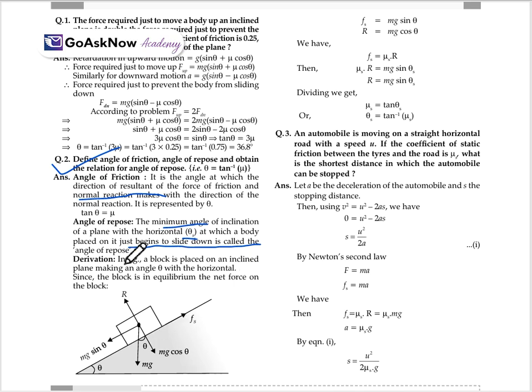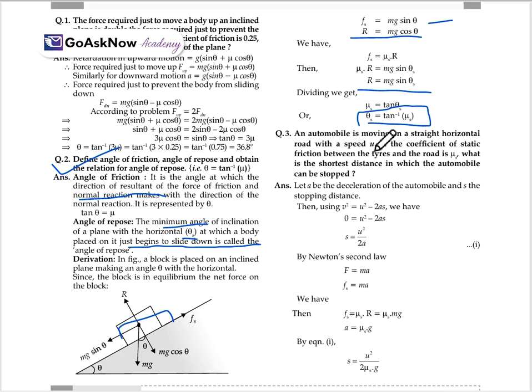So we have the derivation. As we can see in the figure, a block is placed on the inclined plane, the angle is theta with the horizontal plane. Since the block is in equilibrium, the net force on the block is zero. This is the diagram. We have the components mg cos theta and mg sin theta, force mg, then theta. F_s = mg sin theta and R = mg cos theta. Then F_s = mu_s R. We substitute the values and get mu_s mg cos theta = mg sin theta. Dividing, we get mu_s = tan theta. Then theta_s = tan inverse mu_s.